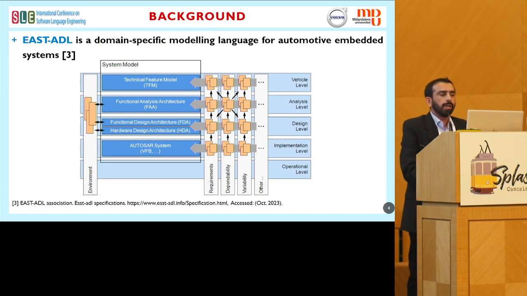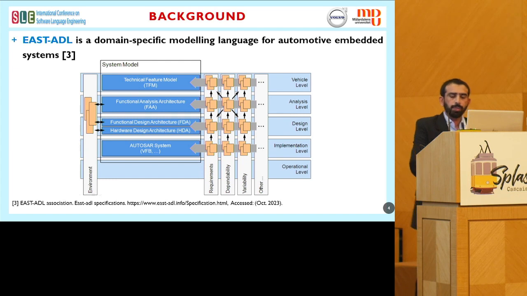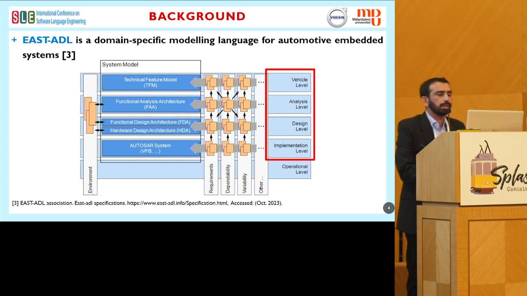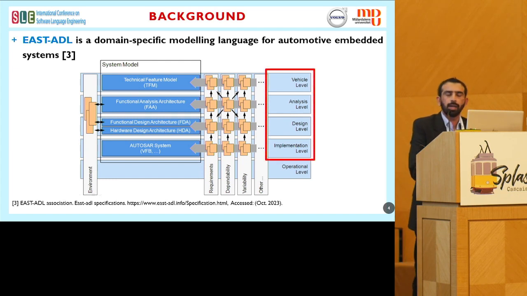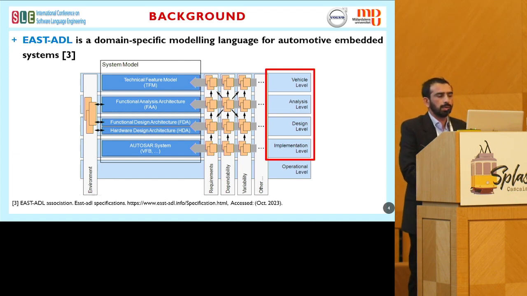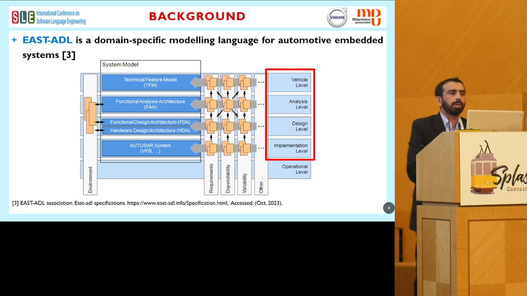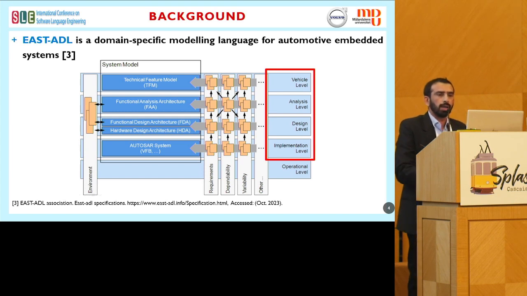EAST-ADL is a domain-specific modeling language for automotive embedded systems. It is based on four levels of abstraction: vehicle, analysis, design, and implementation. At the vehicle level, technical feature models are developed. And at the analysis level, different concepts like analysis functions are available for modeling and analysis features. So this allows performing early analysis on the system model.